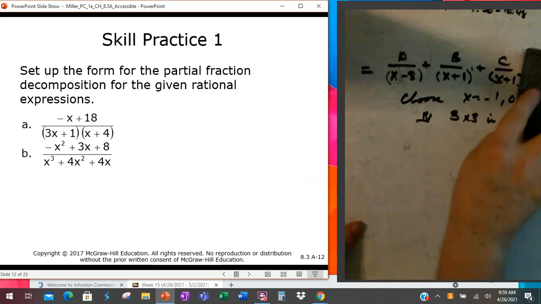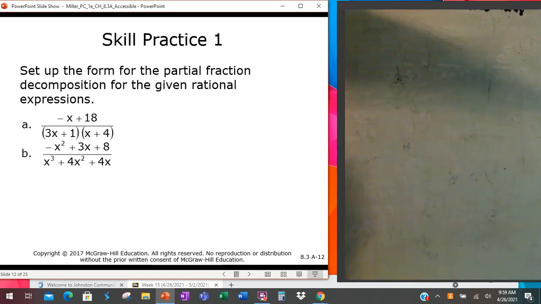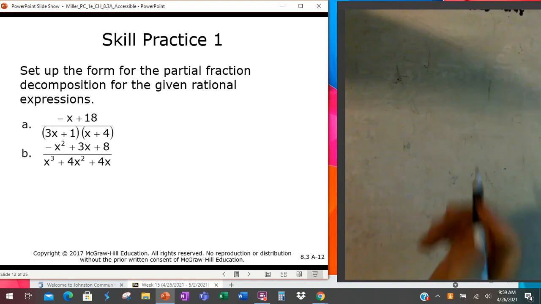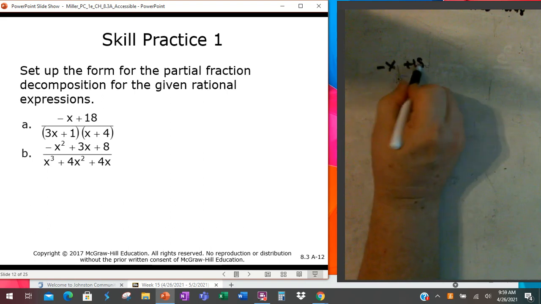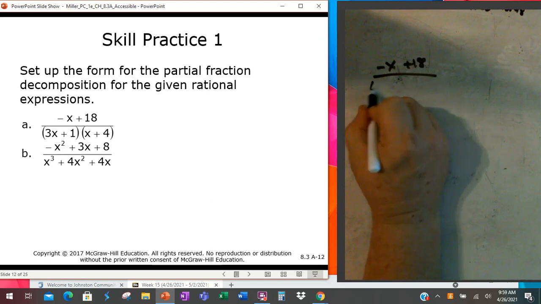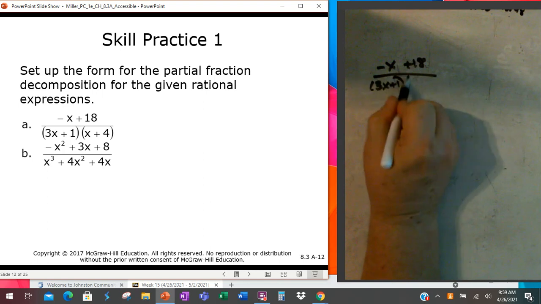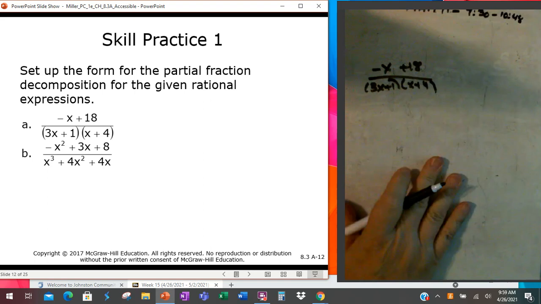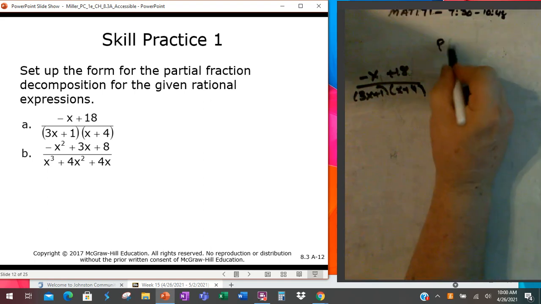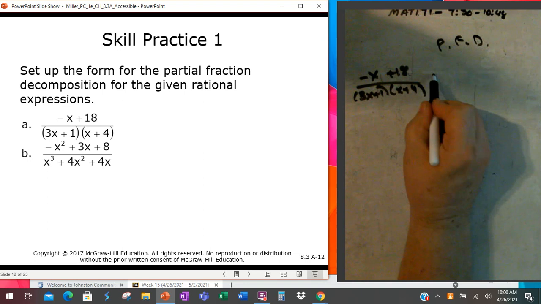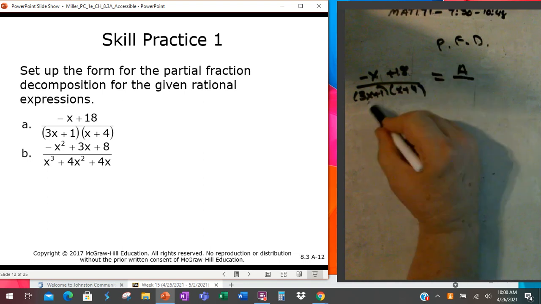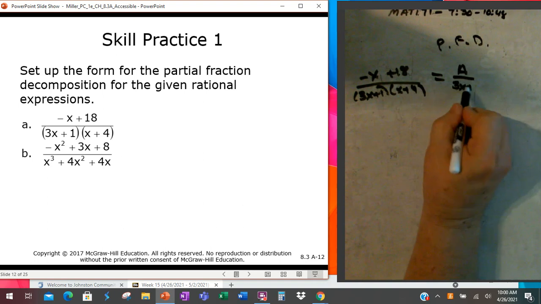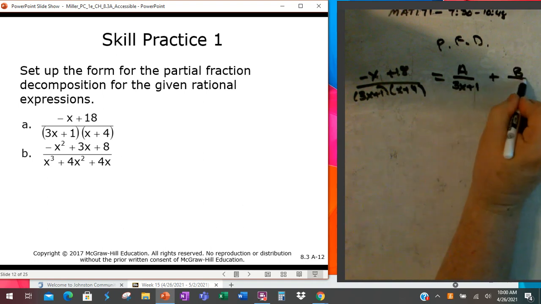Okay, so let's do a couple of 2x2s as we go through. So minus x plus 18 over 3x plus 1 times x plus 4. Partial fraction decomposition. So I need an A over the first. It's already factored. A over the first factor plus B over the second, and that's my x plus 4.